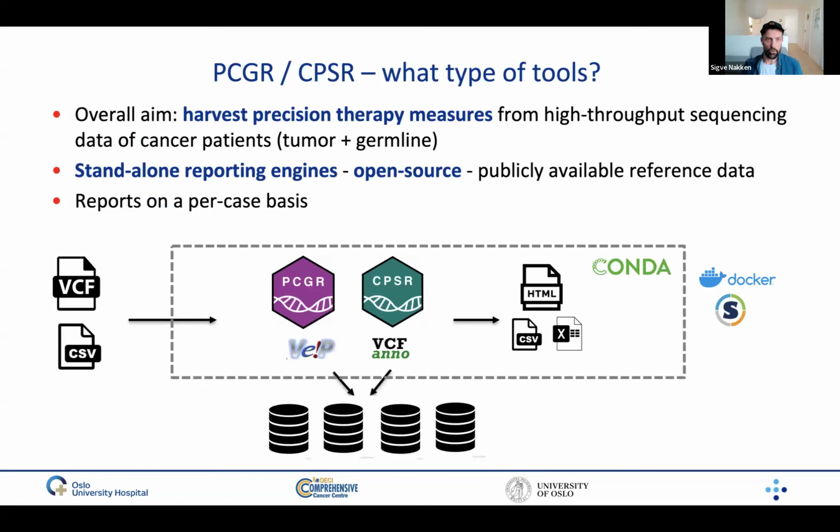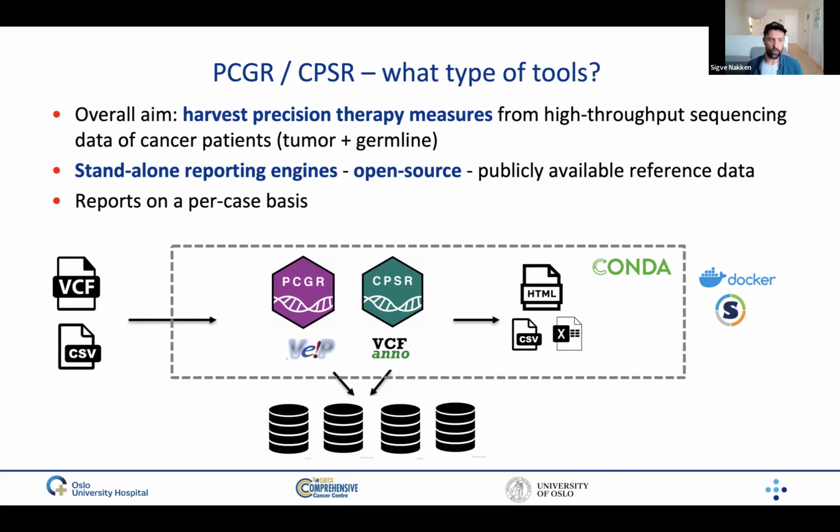So PCGR and CPSR are essentially tools that aim to harvest a number of precision therapy measures from high-throughput sequencing data of cancer patients, both the tumor and the germline profile of the patient. So both of the tools are standalone. You can run them on your own computer if you like. They are open source, and we only rely upon publicly available reference data. So everything is free, and no licensing is really needed.